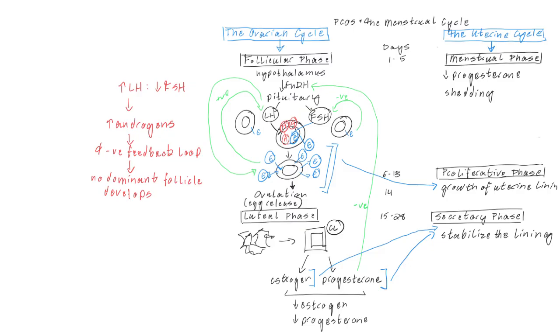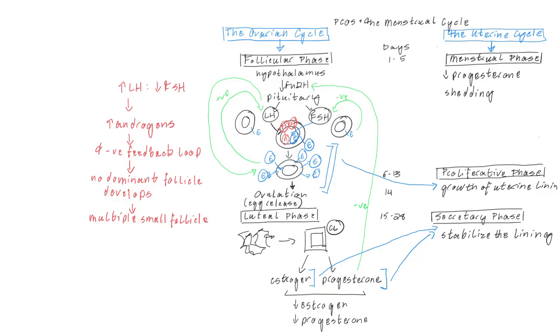So we have no dominant follicle, which means we have multiple small follicles. So they're all a little bit stimulated by FSH, but nothing is stimulated enough to become dominant. And this is where the name polycystic ovarian syndrome comes from. You have multiple small follicles.